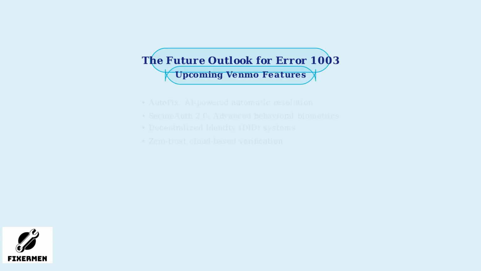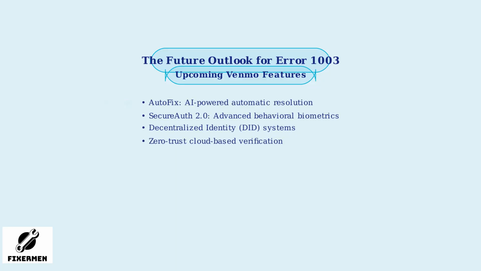Venmo is developing several innovative features to address authentication challenges. The upcoming autofix feature will use artificial intelligence to automatically resolve common issues. SecureAuth 2.0 enhances login with behavioral biometrics like typing patterns. Decentralized identity systems and zero-trust models will further strengthen security while reducing manual interventions.